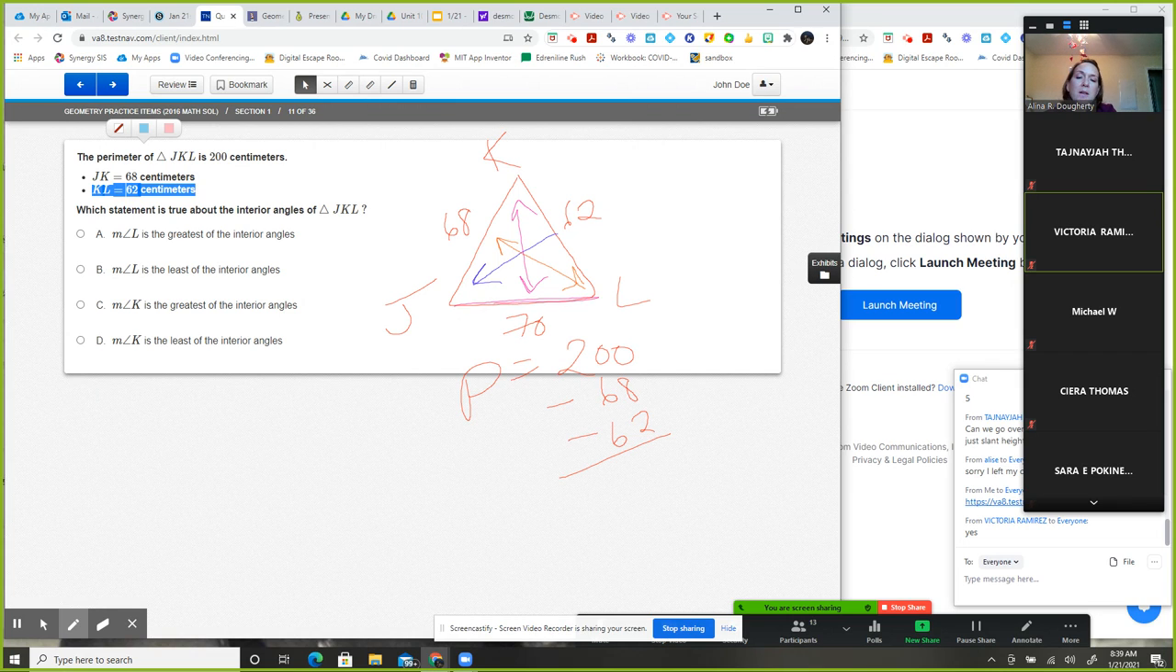If JL is the biggest side, then K is the biggest angle. If KL is the smallest side, then J is the smallest angle. So K is the biggest. Yes, no, maybe so. Come on, guys, we've got 10 more minutes. Talk to me. Yes. Okay.